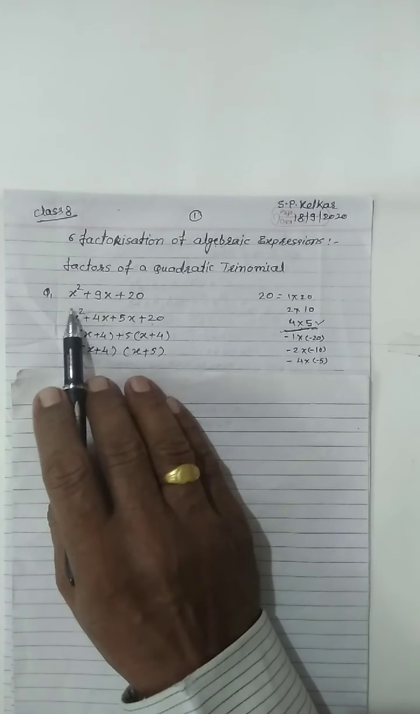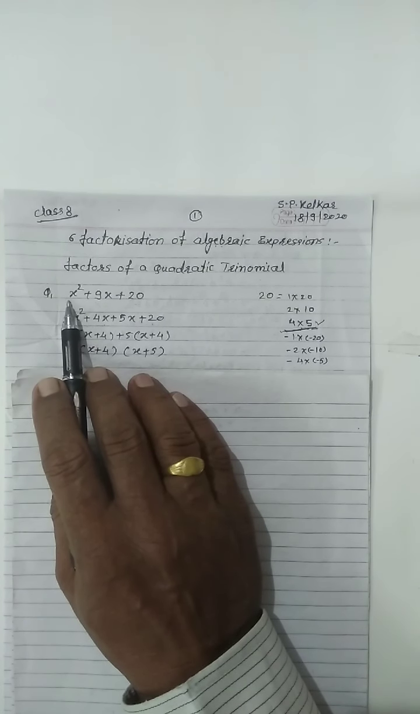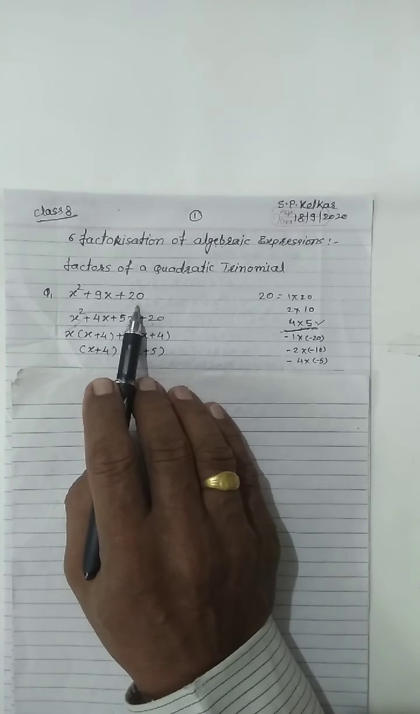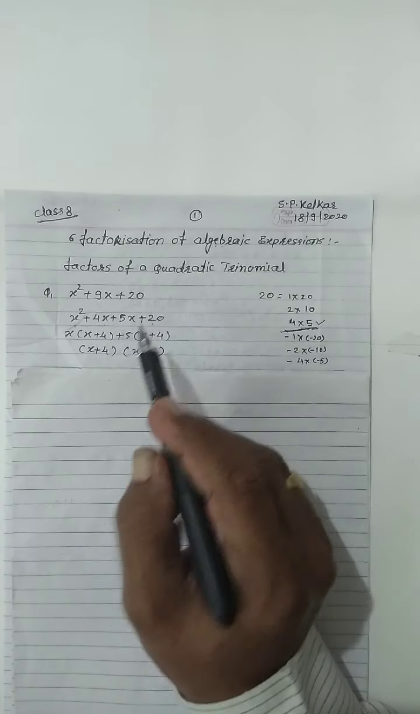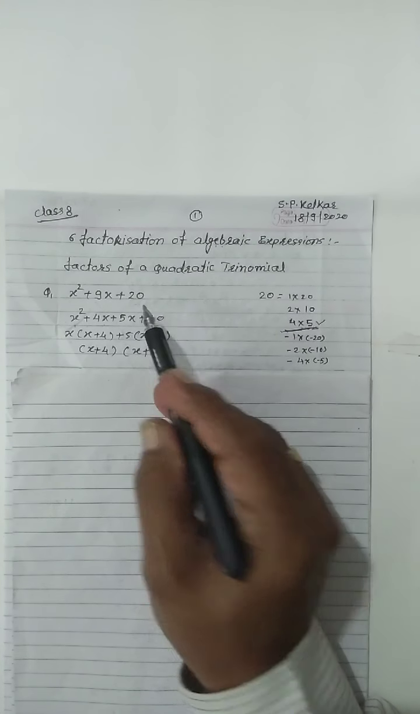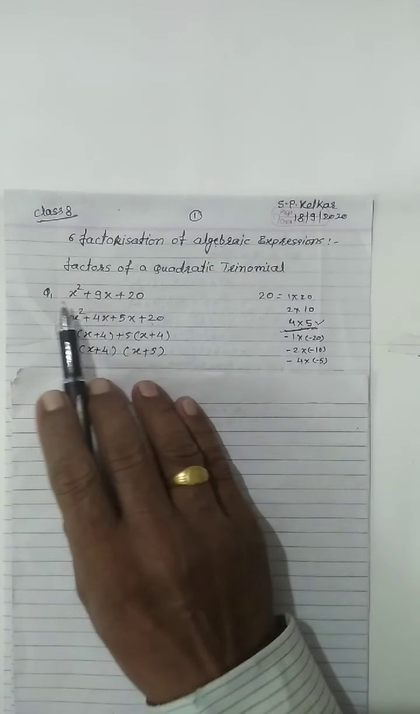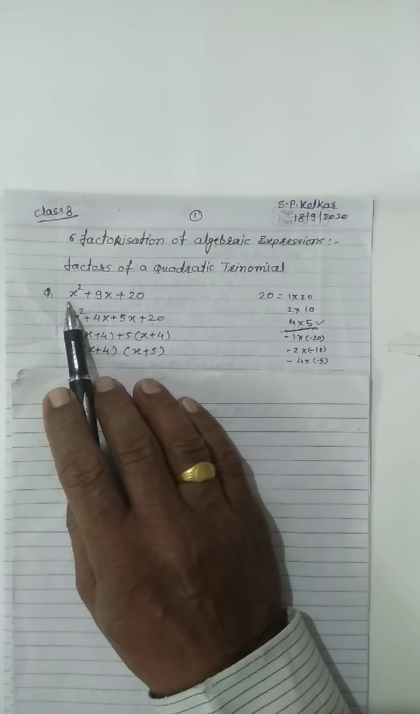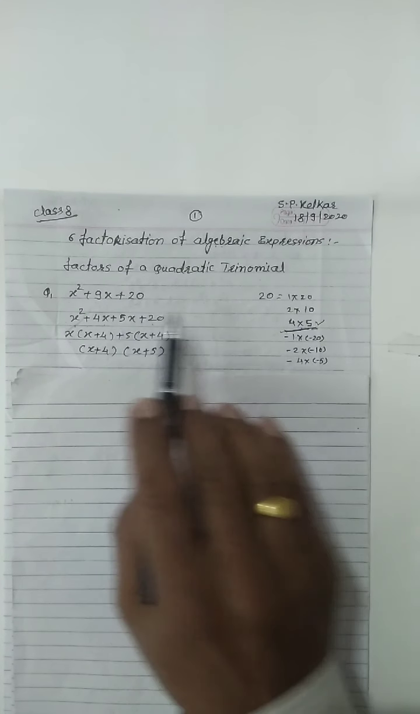If the coefficient of the square term is not 1, then you must first multiply this coefficient to the constant term and then find the factor pairs of that product number. See here the coefficient of the square term is 1, so find the factors of this 20.